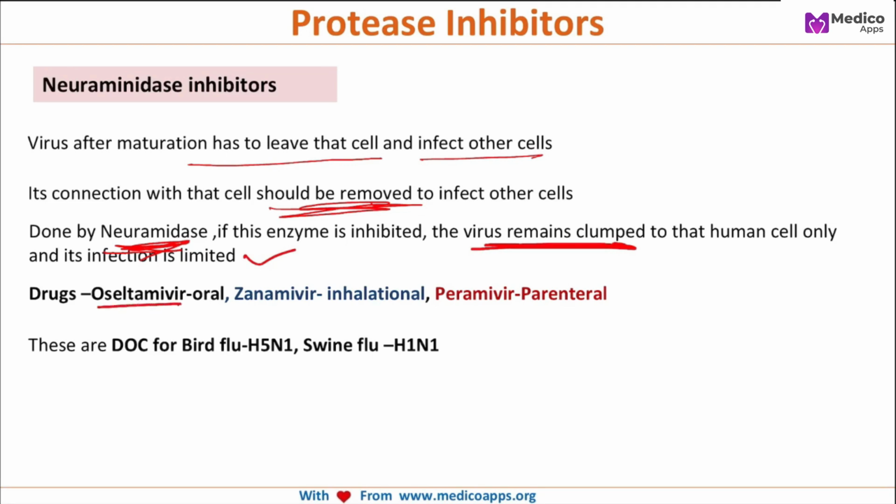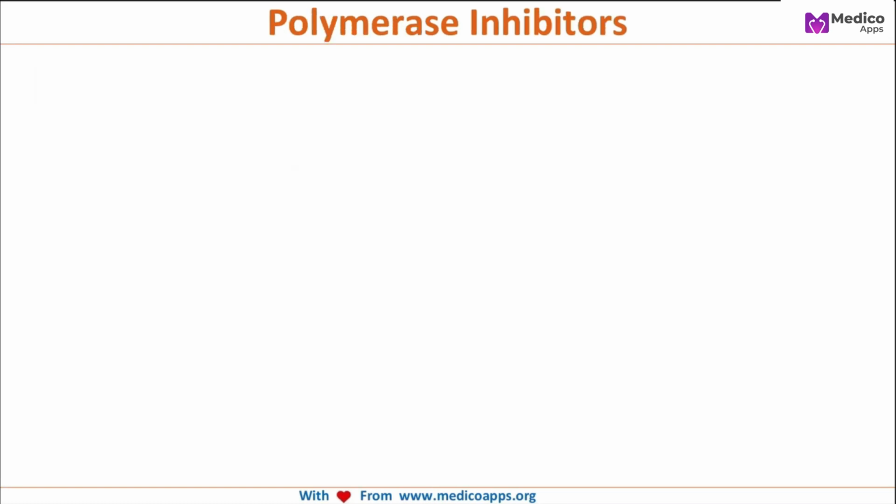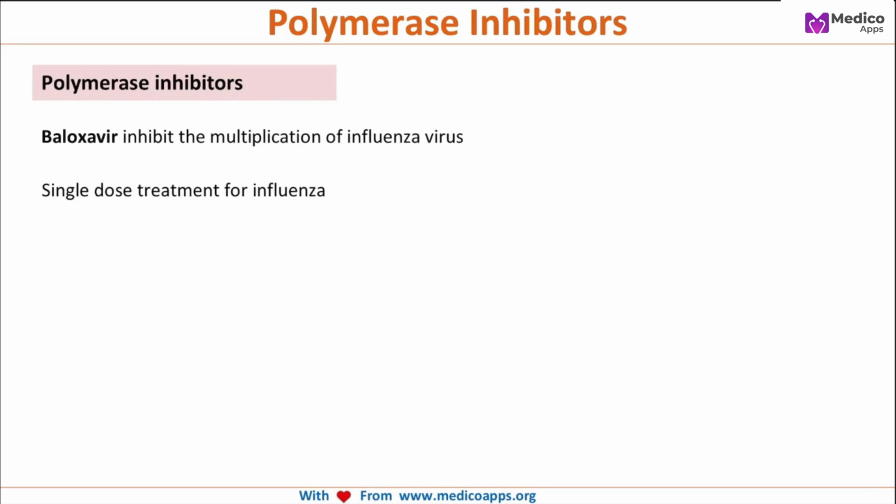prevented. These drugs are oseltamivir, which is given via oral route, zanamivir inhalational, and peramivir given parenterally. These are the drugs of choice for bird flu and swine flu. Okay. Now let's look at polymerase inhibitors. These include baloxavir, which inhibits the multiplication of influenza virus, and a single dose of this baloxavir is sufficient for the treatment of influenza. Okay. So that is polymerase inhibitors.